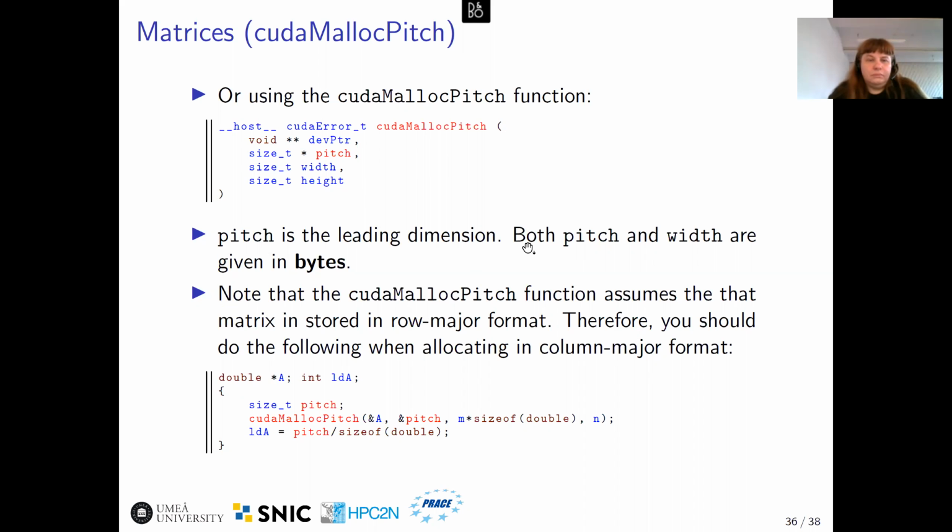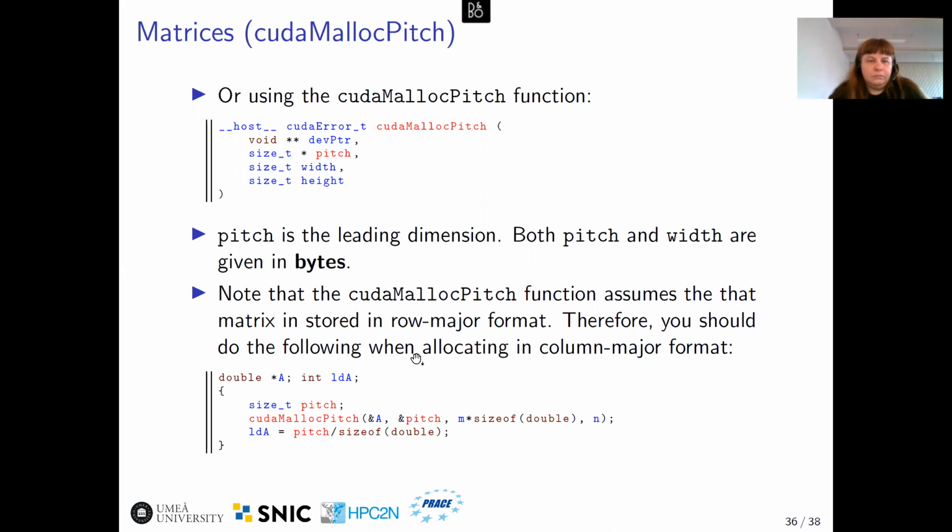But the key thing to understand here is that because this is a C function, it assumes that you are actually storing the matrices in a row-major format. So if you want to use the column-major format that is more common with linear algebra codes, then you must swap the width and the height with each other. And remember that the width is actually given in bytes.